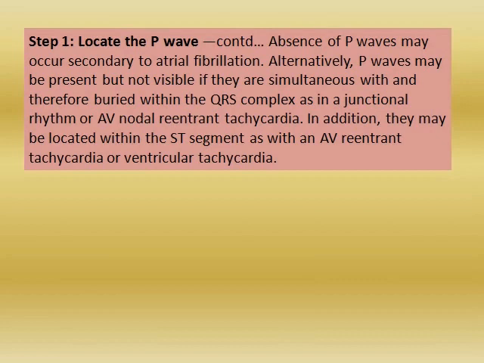Absence of P waves may occur secondary to atrial fibrillation. Alternatively, P waves may be present but not visible if they are simultaneous with, and therefore buried within, the QRS complex, as in junctional rhythm or AV nodal reentrant tachycardia. These terms I have been dealing with in the last two sessions when we were discussing the various algorithms. Of course, the models and typical ECG recordings will be shown in subsequent videos.